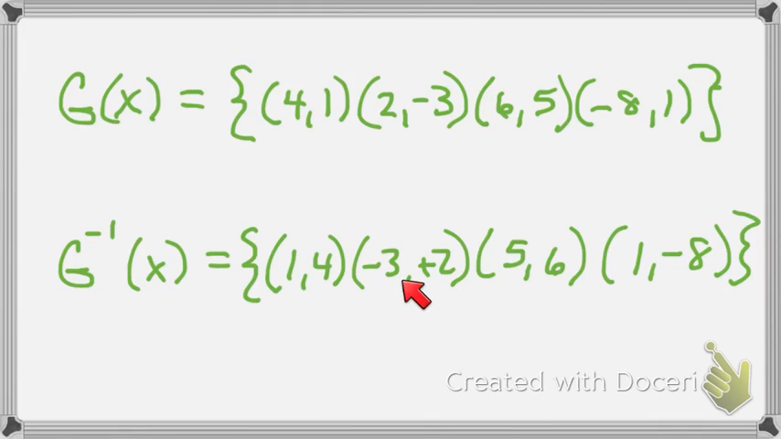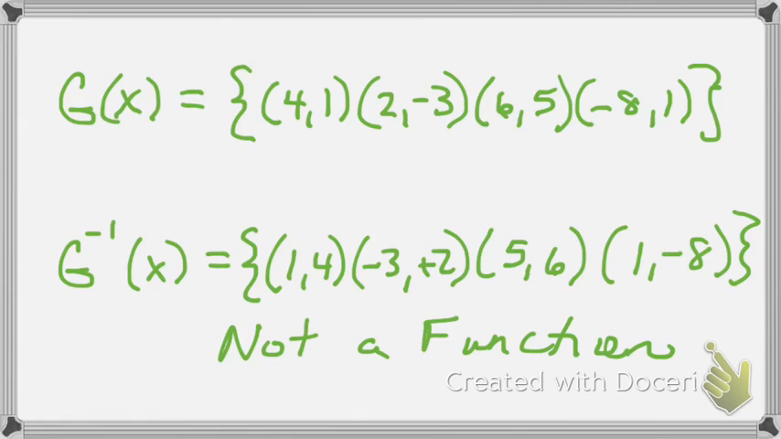Do any of the x's repeat? Yes. This one and this one both have a 1, so that means the inverse is not a function. Sometimes it is, sometimes it's not. Okay, is everybody okay with inverse? You just switch x and y. It's not a line, it's just 4 points.